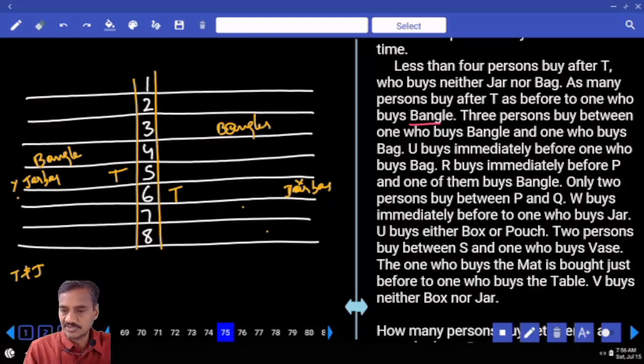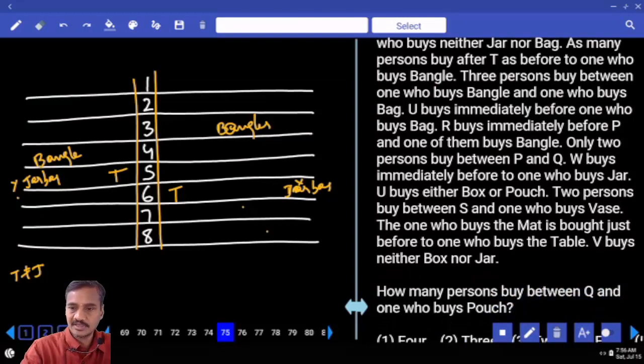And 3 persons between bangle and the one who buys bag. Now between bangle and the bag there must be exactly 3 people, 1, 2, 3. Now in the first case the one who bought a bag is here. Now in the second case 1, 2, 3, the one who buys a bag is at this place. Okay? Bag. And next one, U buys immediately before the one who buys bag.